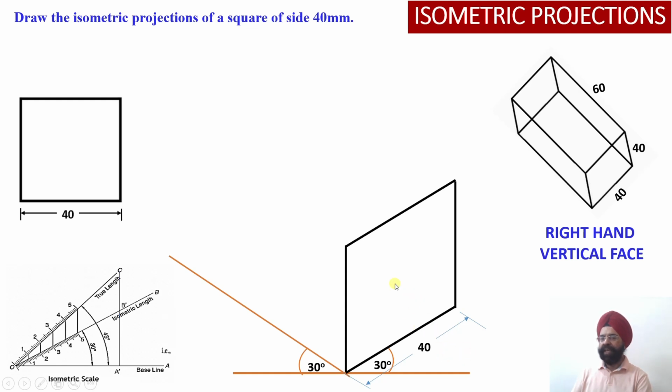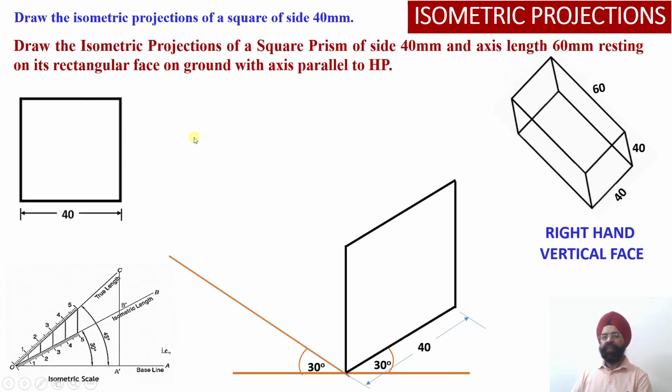Now my front view will be this. Once I am looking from this side, my construction of the square shape has been completed. So this will be one of the faces of the square prism. Now we have to complete the isometric projections of a square prism having edge 40 millimeter and axis length 60 millimeter. Now this length will be drawn along the x-axis.